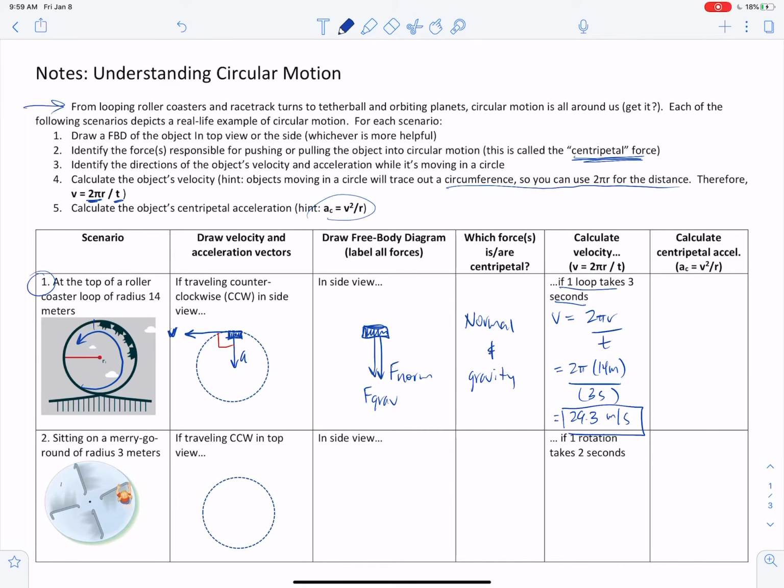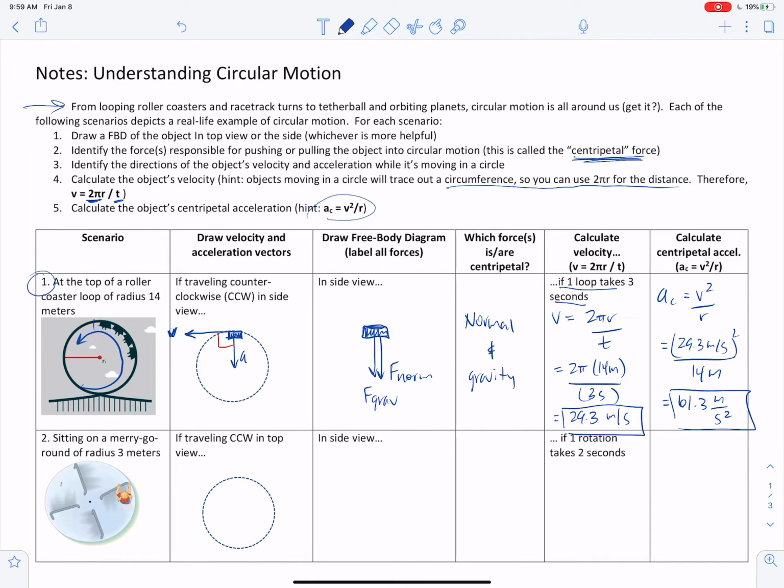Finally, calculate the centripetal acceleration. We just found this velocity. Now we want to find this acceleration. Well, the acceleration in the centripetal direction is v squared over r. We know the velocity, we just found it. It's 29.3 meters per second. I'm going to square that and divide by the radius of 14 meters. And I get 61.3 meters per second squared.